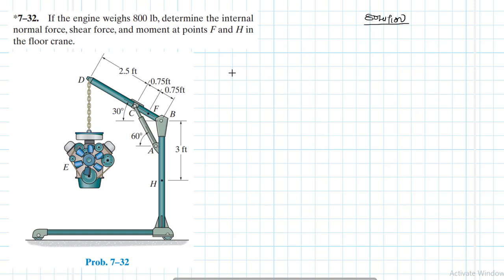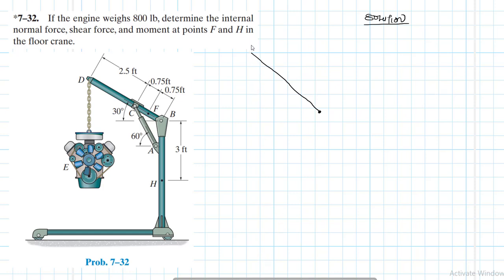Right. So to start with, we are going to dismantle this particular frame and then try and draw a free body diagram for member DB. So let's do so. So we'll have a member like this, okay, and what do we have?